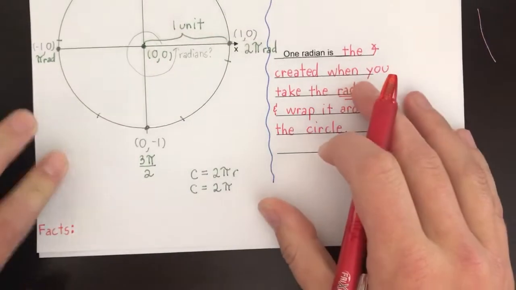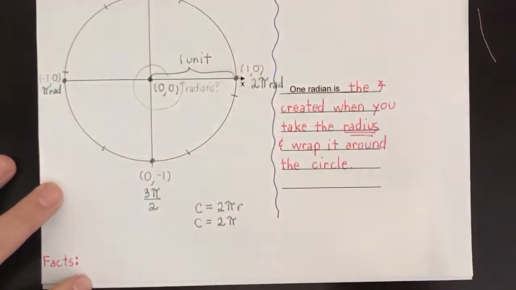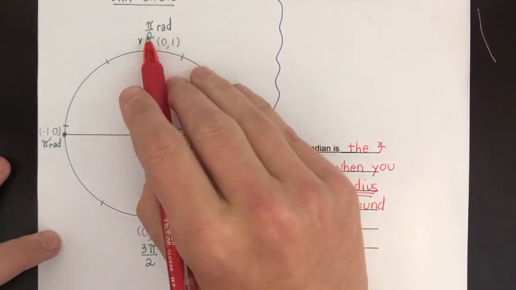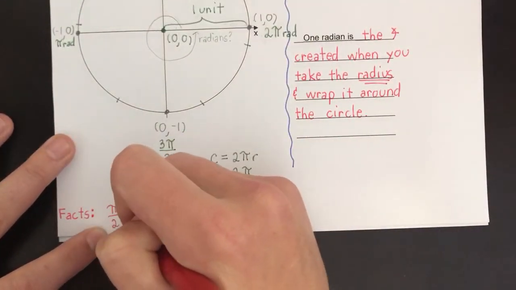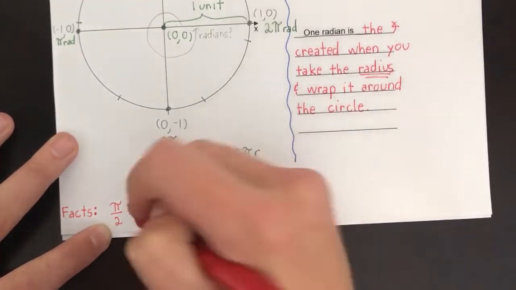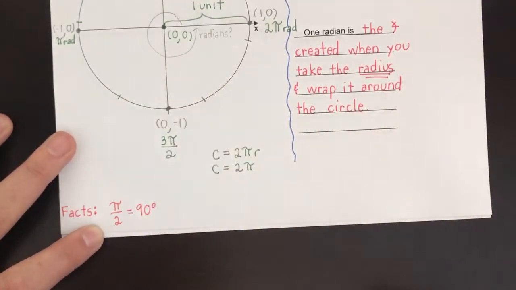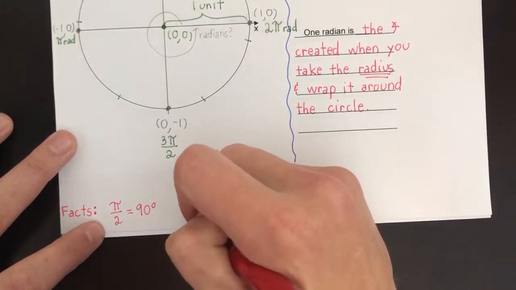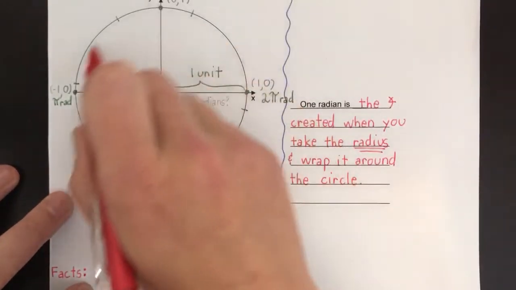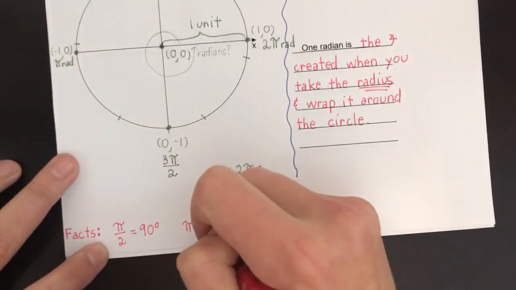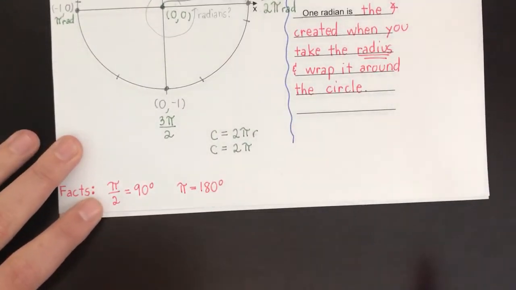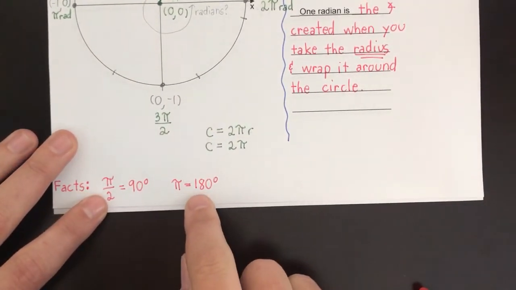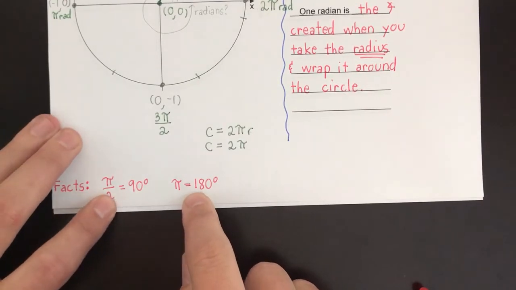So you know a couple of things. You know that pi over 2 radians is equal to 90 degrees. Pi over 2 radians is equal to 90 degrees. Similarly, pi radians is equal to 180 degrees. So an easy way to go back and forth is to convert this into 1.